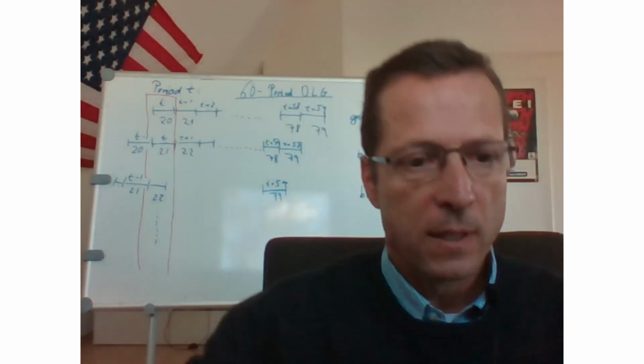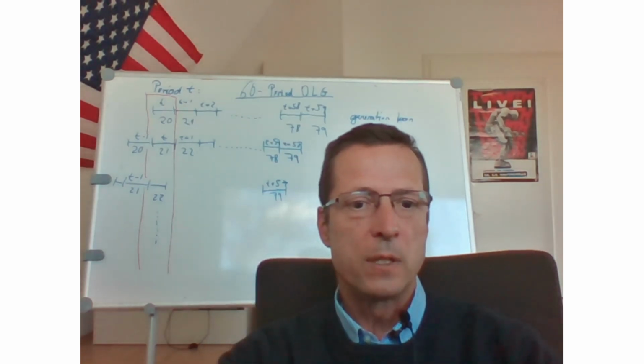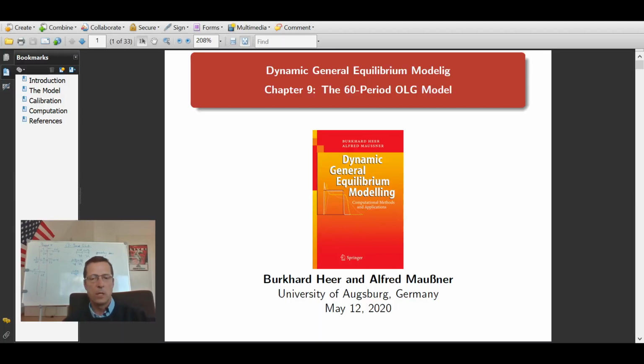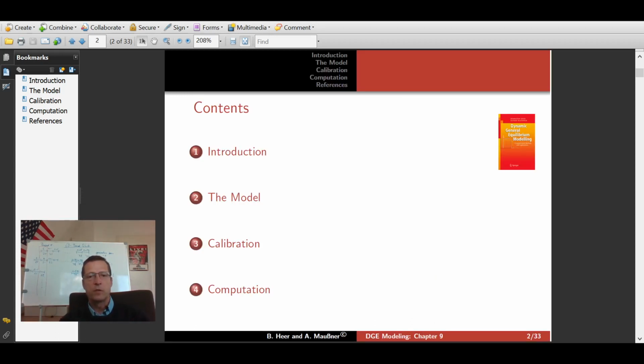Okay, so we will now proceed to the slides, which you can download from my homepage. We consider a chapter from the book by Alfred Maußner and me on dynamic general equilibrium modeling, computational methods and applications, and we take material from chapter 9.1. The contents of this talk: I will introduce you to this large-scale overlapping generations model. I will specify the equations that describe the model and its setup. We will calibrate it, which will not be a terrifically difficult task. And then we will study the computation.